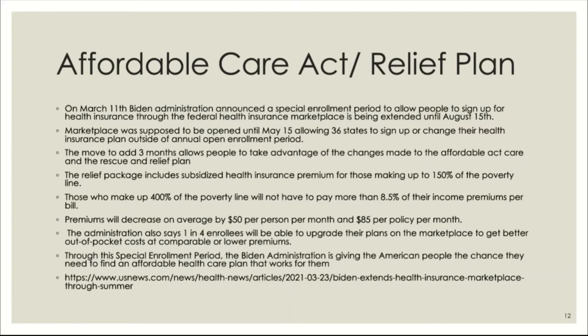The move to add 3 months allows people to take advantage of the changes made to the Affordable Care Act in the Rescue and Relief Plan. The relief package includes a subsidized health insurance premium for those making up to 150% of the poverty line. Those who make up to 400% of the poverty line will not have to pay more than 8.5% of their income on premiums. Premiums will decrease on average by $50 per person per month and $85 per policy per month.